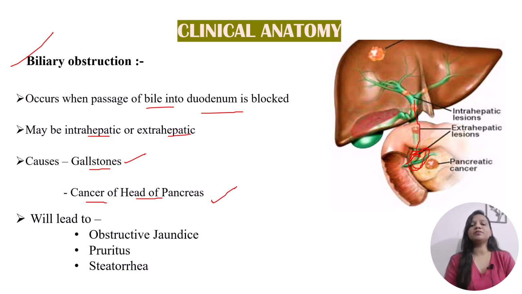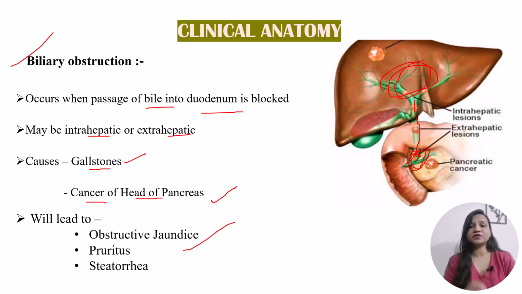Then after the obstruction, what exactly is the pathophysiology? The blockage of bile flow will lead to the backflow of bile in the biliary tree. There is a back pressure in the biliary tree which leads to the accumulation of bile constituents in hepatocytes and blood. The bile constituents accumulate in the hepatocytes, the cells of the liver, and also in the blood. And when the bile constituents enter the bloodstream, they cause different clinical conditions such as obstructive jaundice.